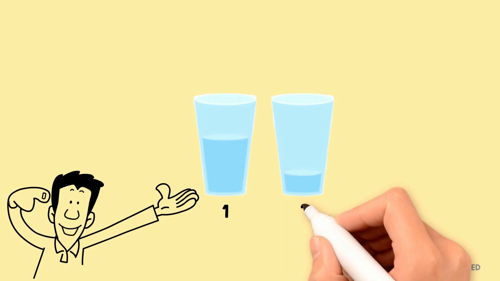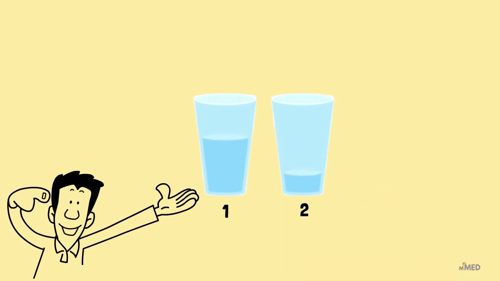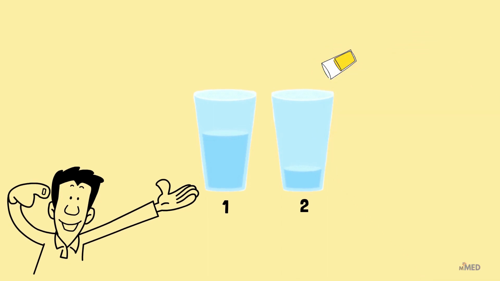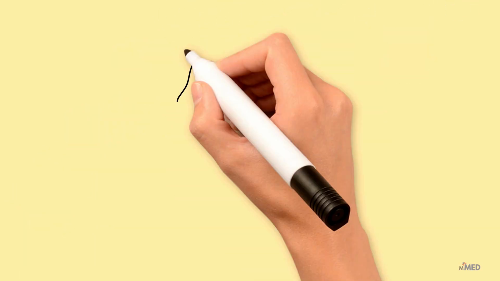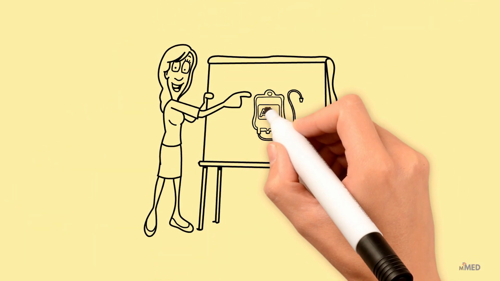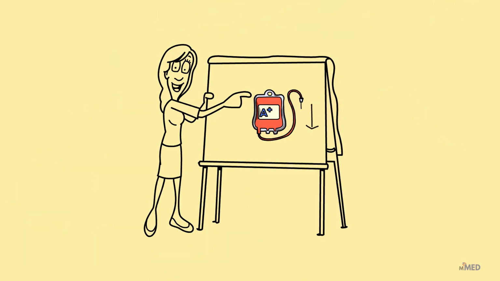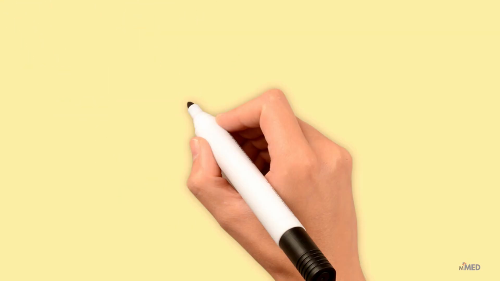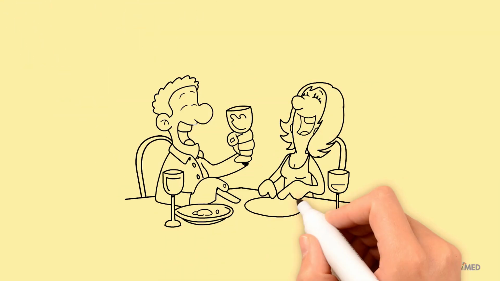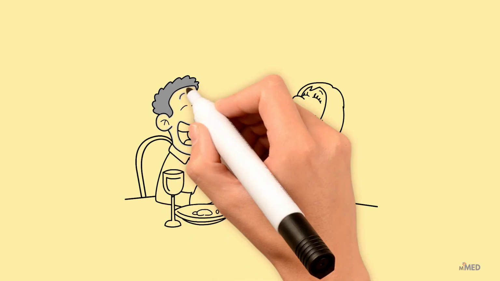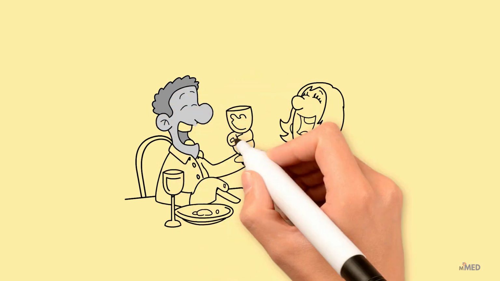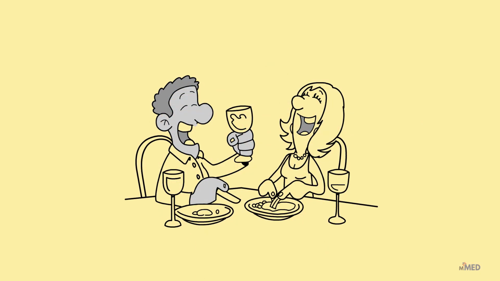There are 2 glasses of water here. Glass 1 has more water than glass 2. Now let's pour an equal amount of alcohol into each glass. However, the alcohol concentration is higher in 2. Women typically have a lower blood volume compared to men. This means that the same amount of alcohol consumed by a woman will result in a higher concentration of alcohol in her bloodstream compared to a man. As a result, women can get intoxicated faster than men even when they consume the same amount of alcohol.